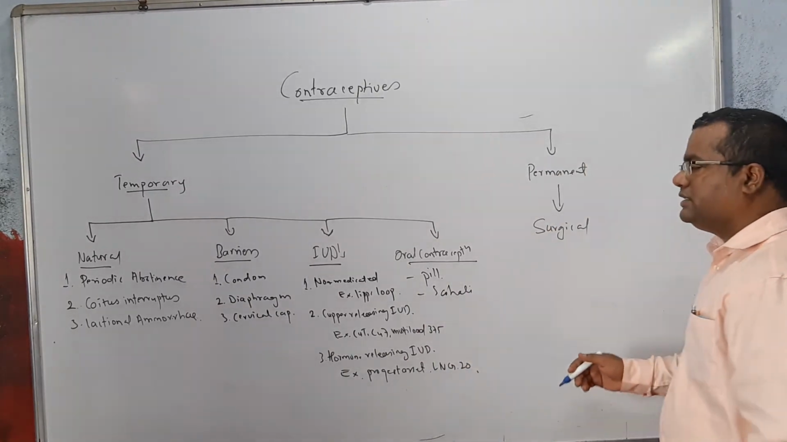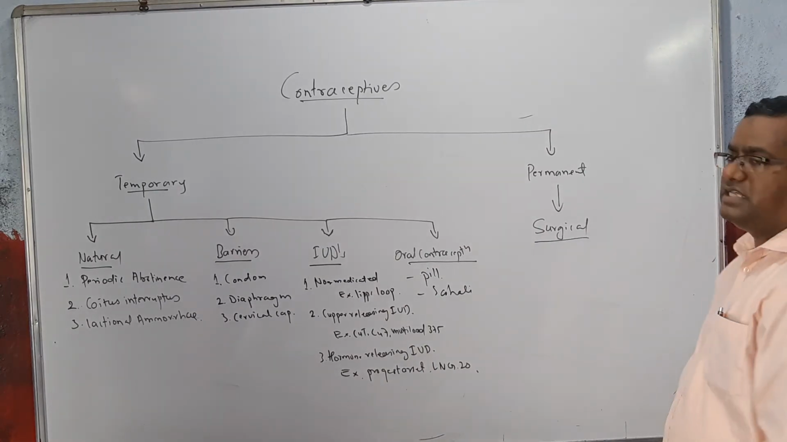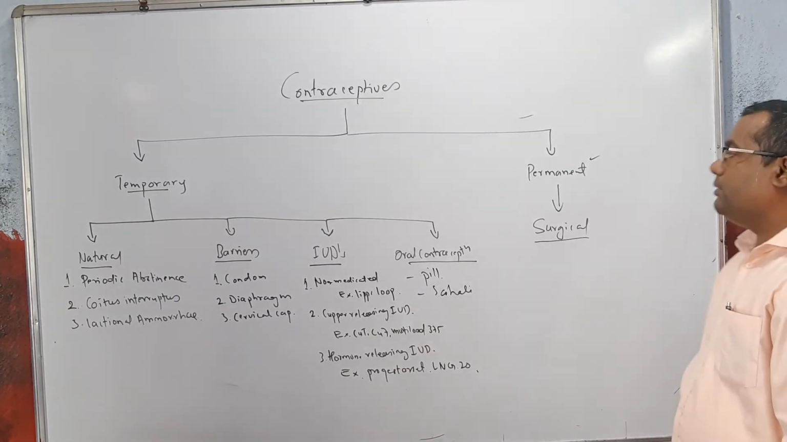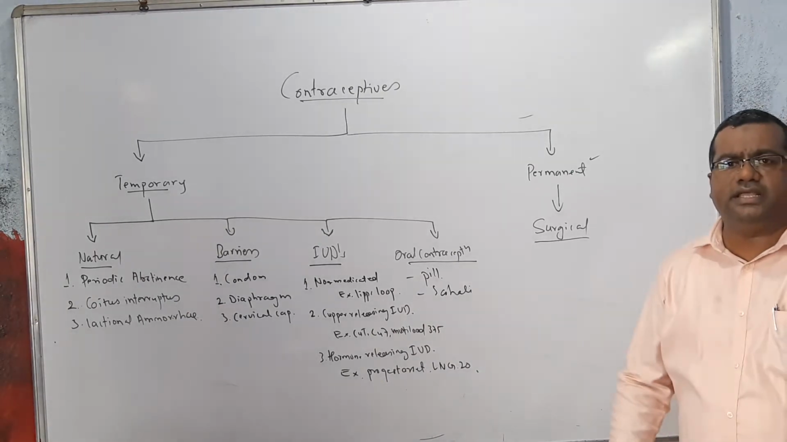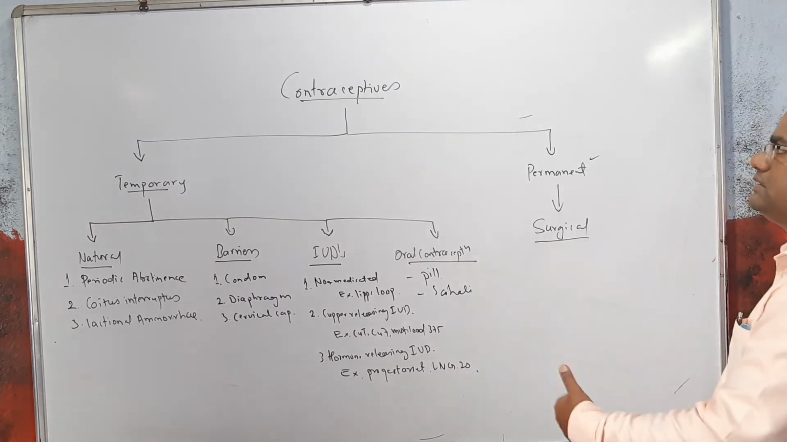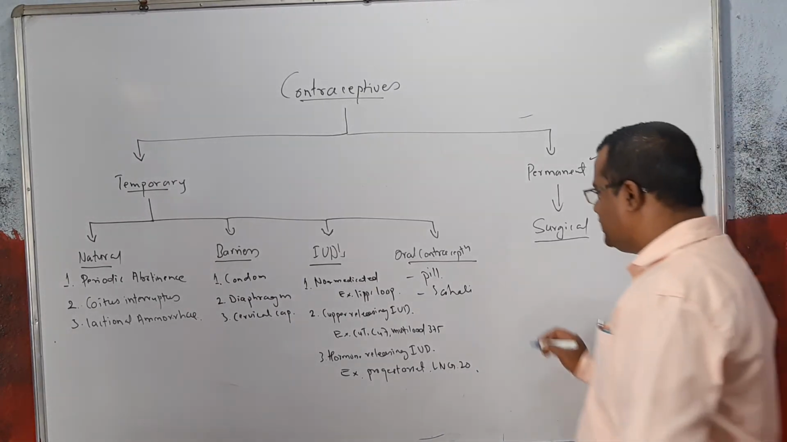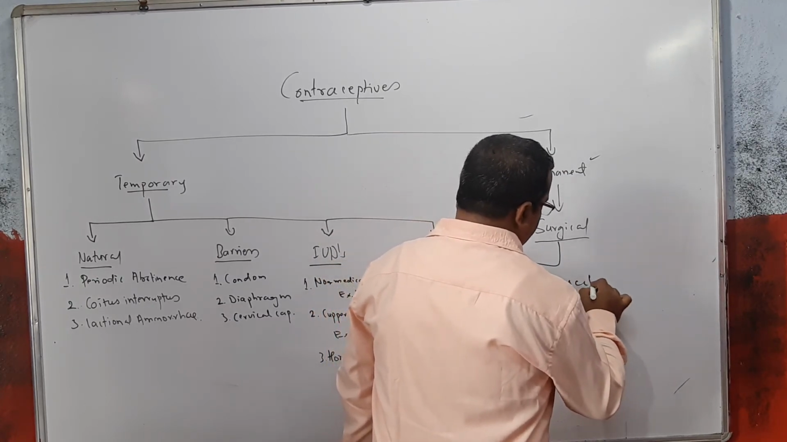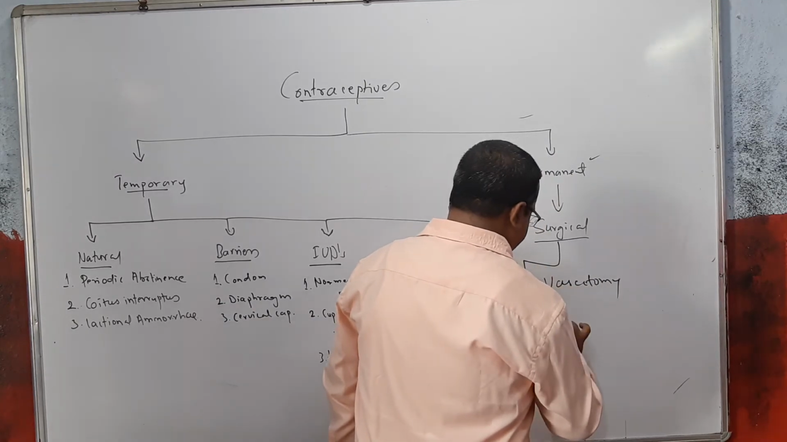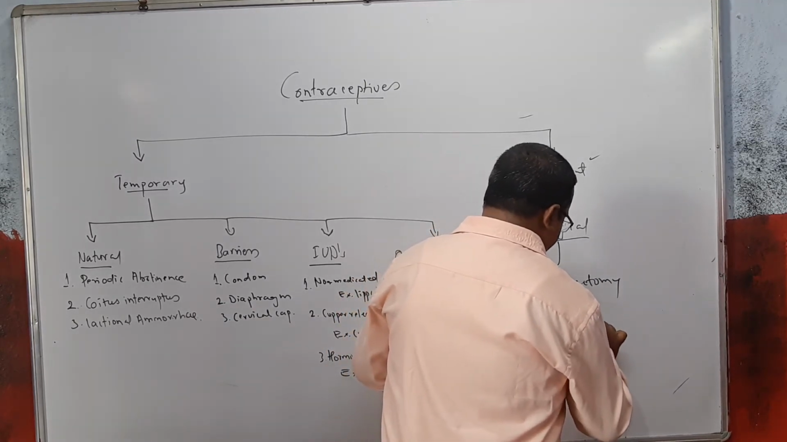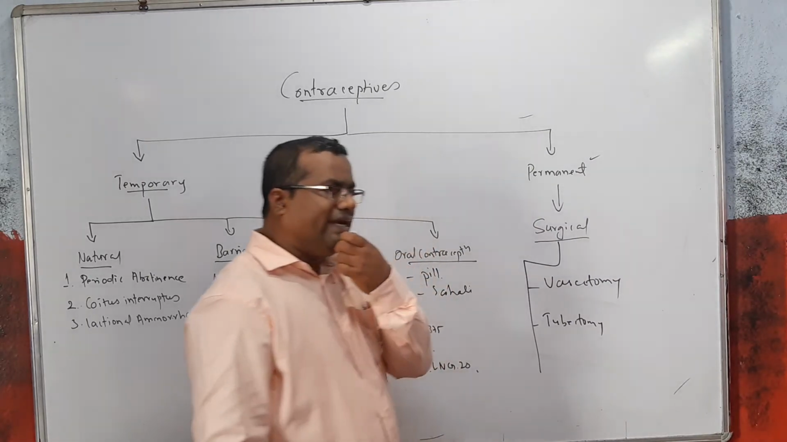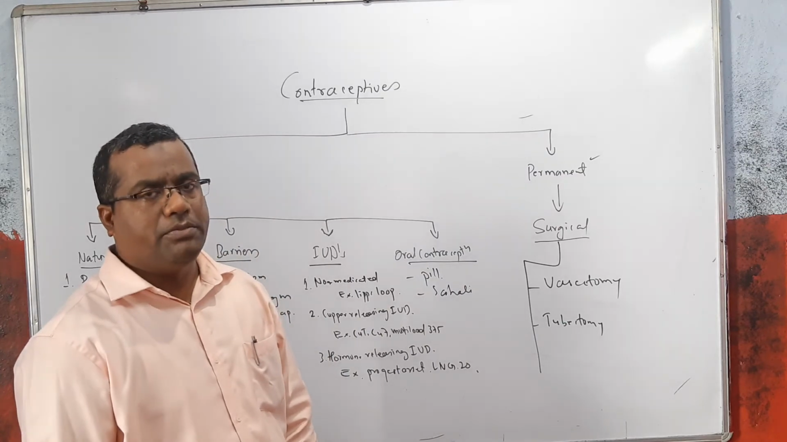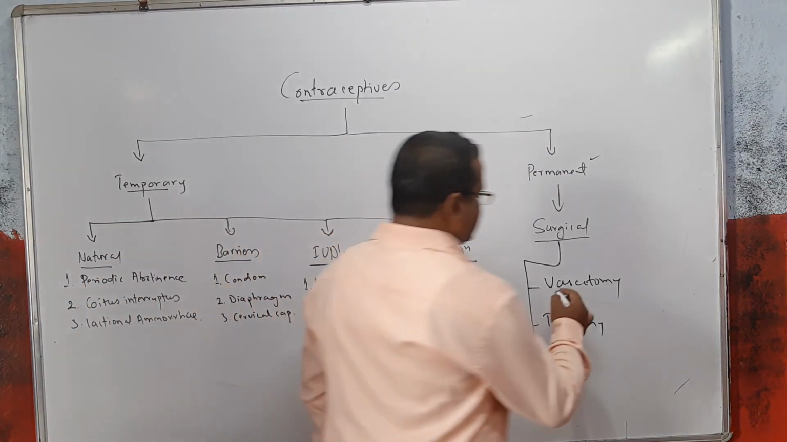Now students, the another method is surgical. Surgical method is permanent. After the surgery there are no further chances for conception. So surgical method is classified into two categories. One is vasectomy, another one is tubectomy. Here the accessory duct of the male reproductive system, the vas deferens, is cut and tied.